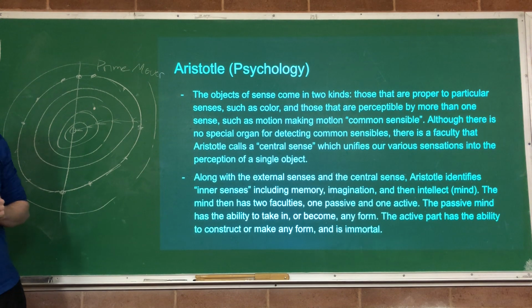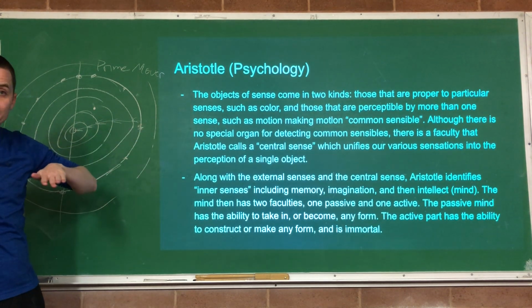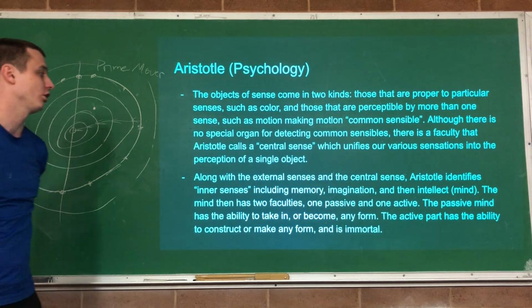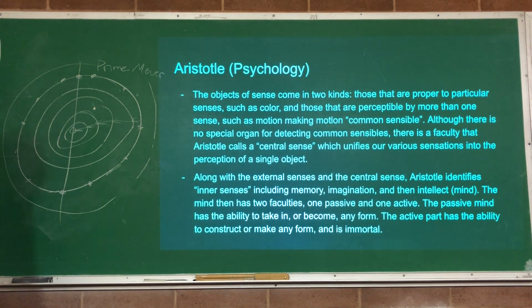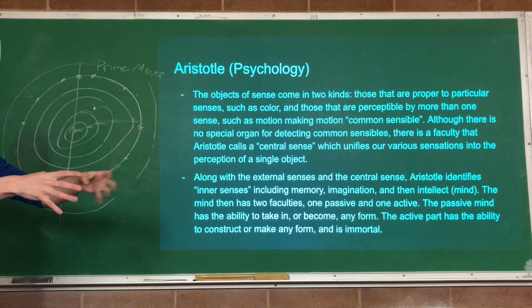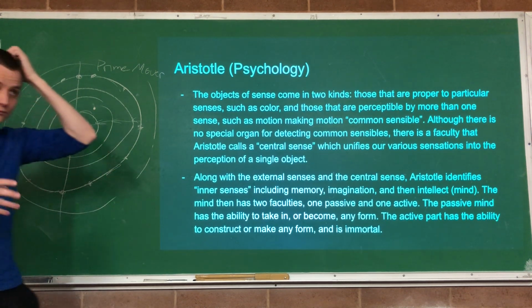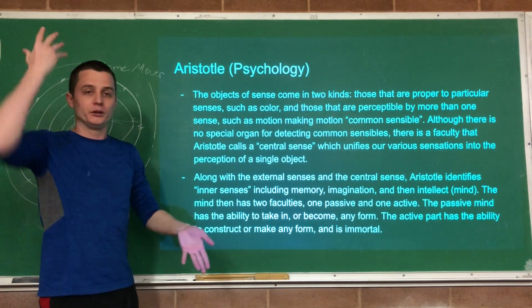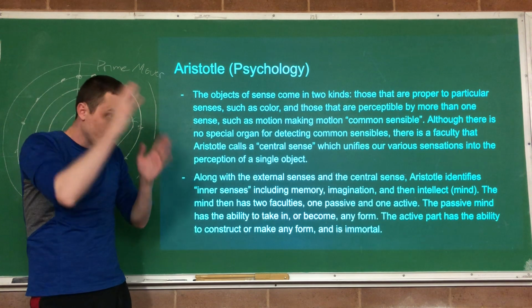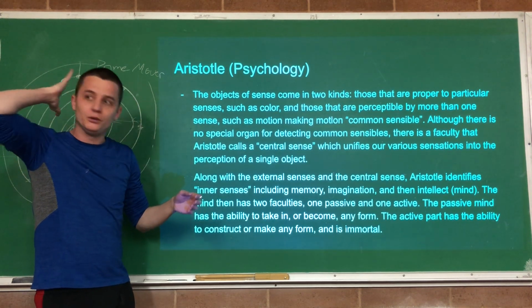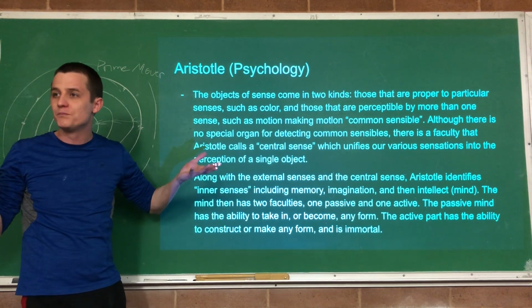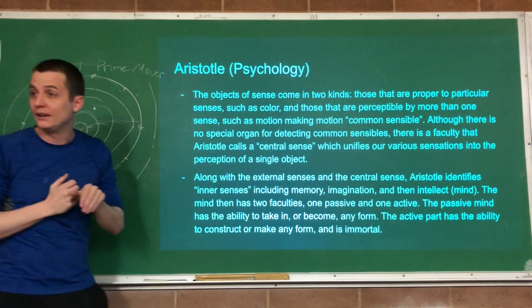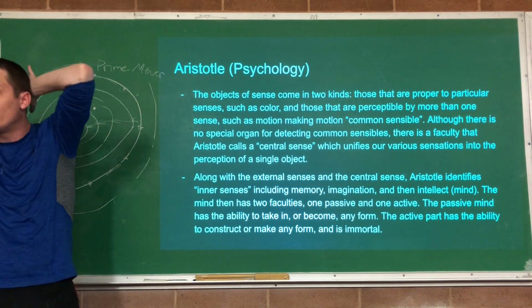Although there is no special organ for detecting common sensible things, there is a faculty that Aristotle calls a central sense, which unifies our various sensations into the perception of a single object. So, meaning, I could cover your head so that you can't see anywhere, disorient you, stick you in a random place, and take you to a barn and put a horse behind you. Okay. And so there you are, maybe you're not looking at it, but you can feel it breathing on you, you can hear the sounds it's making, you can smell the smells of it, and your central sense puts this image together, this perception of what's actually going on around you.